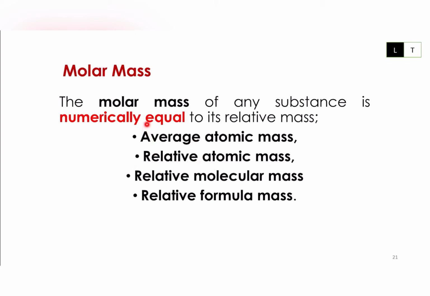Same goes if you have compound X with 18 gram per mole for the molar mass, the average atomic mass for compound X will be 18 amu. So that is what numerically equal means. The value will be the same, but the unit is different.